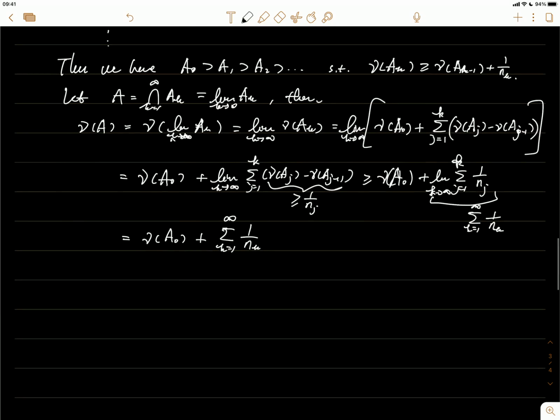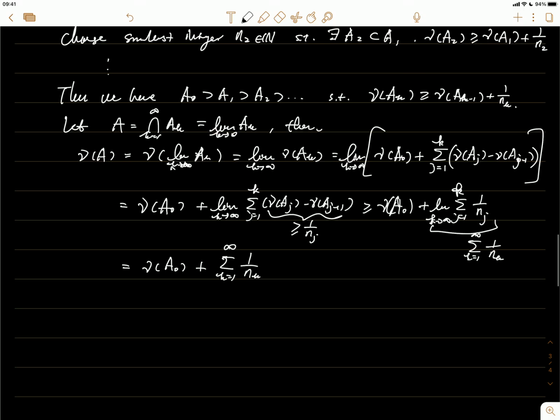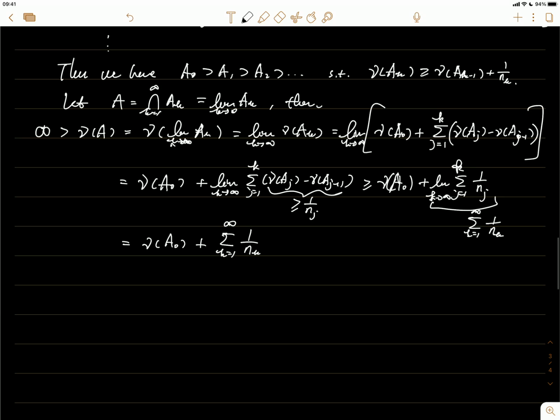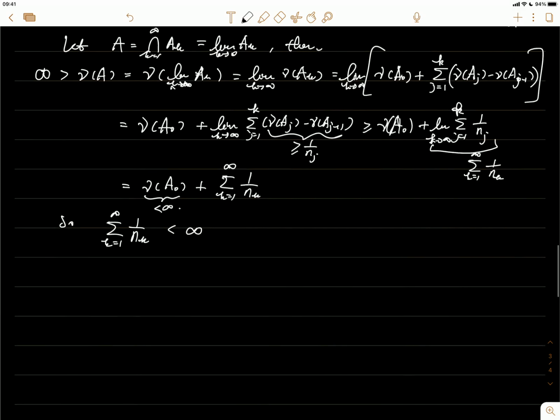And now you can see that this one is finite, because we know that it's positive, but it cannot take a positive infinity as the value. And this one here is also a finite value. So both of these two terms are positive finite values. So their difference is also positive finite. So that means that the sum of 1 over nk is a positive but finite value. And this means that the nk must go to 0. Right? The nk must go to 0 as k goes to infinity.